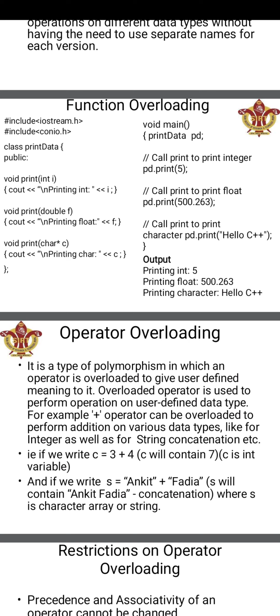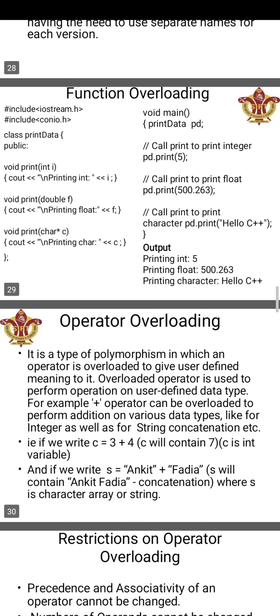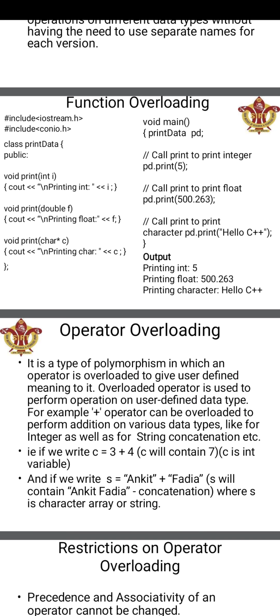In the third, we have called pd.print and then we have passed one string. So this string will be choosing the function which has got the argument as character pointer C. So character pointer C can accept any array of characters or a string. So this function will be executed and the output will be printing character hello C++.